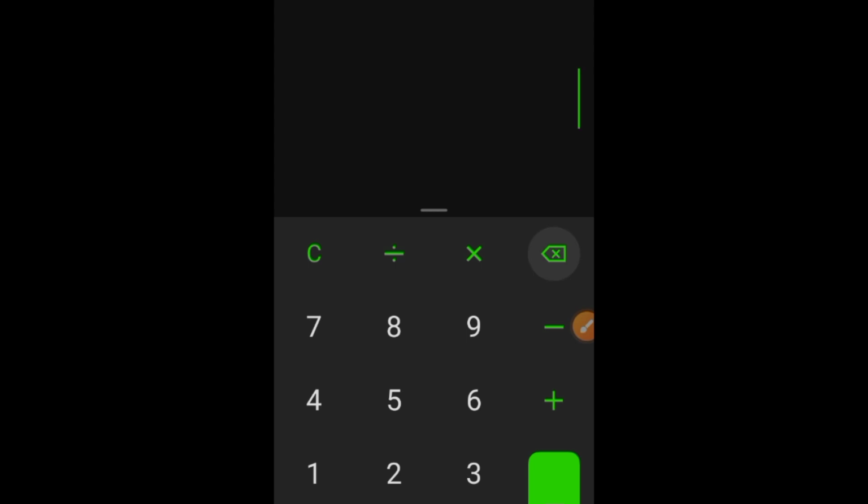23 times 26.7%. That means we are losing 6. You see, the money has reduced. We are losing only $6 instead of losing the $12.